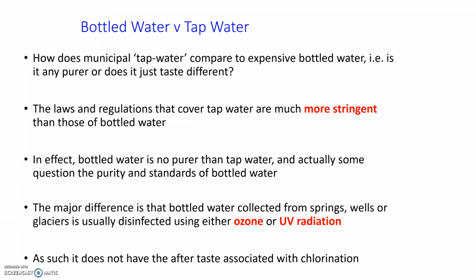Oftentimes, bottled water will be disinfected using ozone and UV radiation, not the chlorination process. This is great at disinfecting water, and with bottled water, after it is disinfected, it is put in a sealed bottle so you can't introduce bacteria. As we said, when you are drinking tap water, that water is passing through pipes, so you have to have that chlorine in there to remove any bacteria. So that one difference is that bottled water often doesn't have that taste that is associated with the chlorination, but it is not cleaner, and there are actually fewer requirements on bottled water compared to tap water.